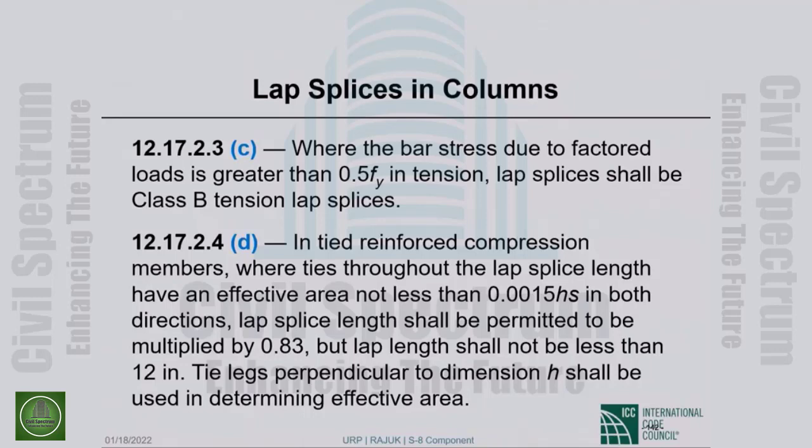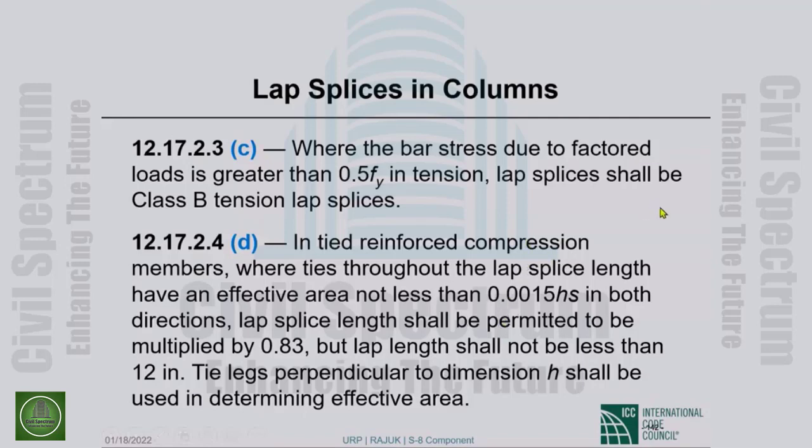Then in tied reinforced compression members, compression members with ties, where ties throughout the lap splice length have an effective area not less than 0.0015 H s in both directions, lap splice length shall be permitted to be multiplied by 0.83, but lap length shall not be less than 12 inches. Where tie legs perpendicular to dimension H shall be used, etc. This I will illustrate in the example.